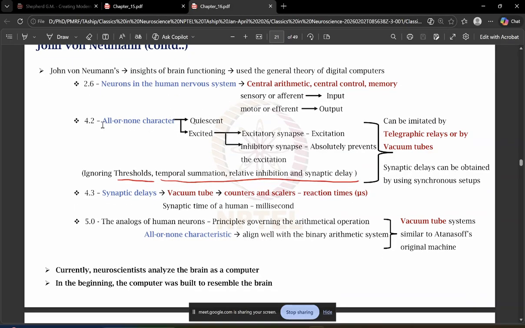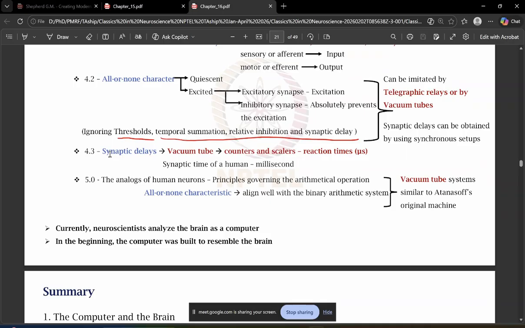Then the all or none character. We discussed the action potential being an all or none phenomenon. So he said that the computer should also have, it would also be better for a computer to work on an all or none phenomenon. So basically, the binary 0 and 1.